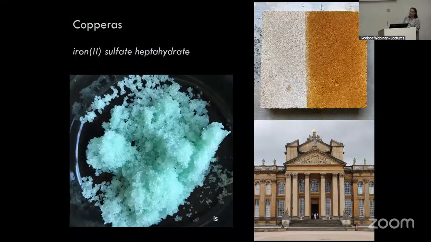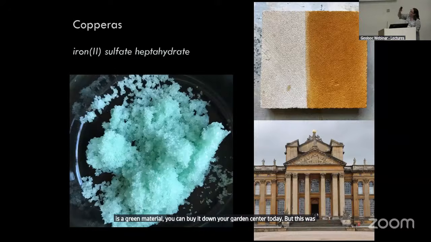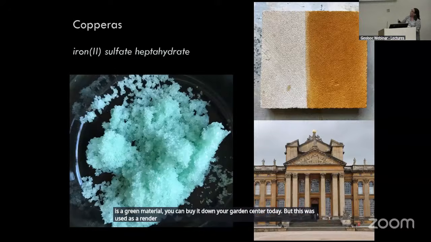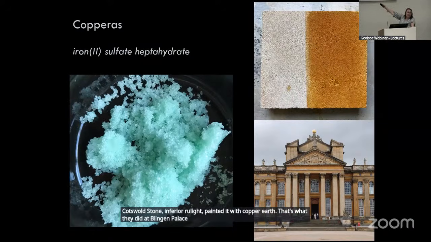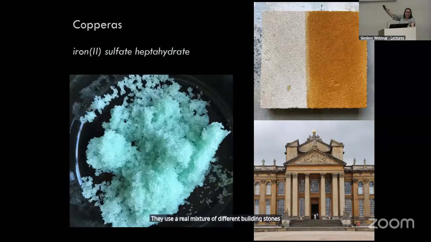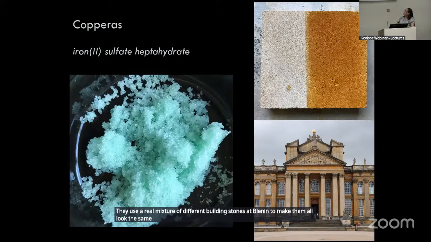You can buy it down your garden centre today. But this was used as a render architecturally. This is some Guiting Cotswold stone, inferior oolite, painted up with Copperas. That's what they did at Blenheim Palace, because they used a real mixture of different building stones at Blenheim, so to make them all look the same, they slathered them all over with Copperas to make it look bright orange.